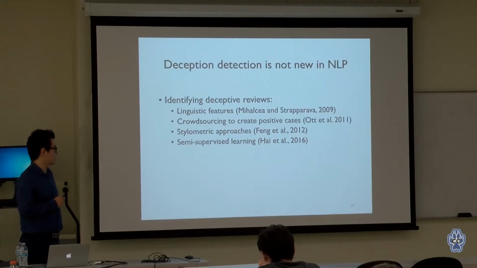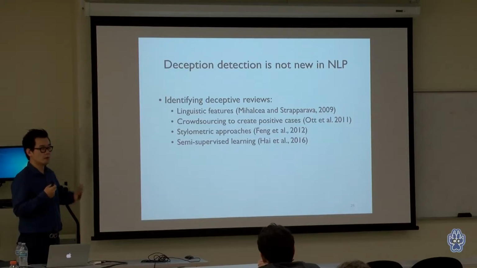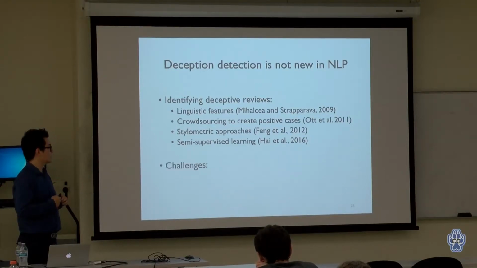There are also people recently looking at semi-supervised learning. I don't know how many of you know machine learning, but roughly there are 3 kinds of machine learning approaches. One is supervised learning, where you feed machines true examples and false examples. And there's also semi-supervised learning, where you have some unlabeled data. You don't know whether it's a positive or negative example, but you can use some seed data to label the unlabeled examples and use everything to build your classifier. Okay, but still there are challenges, right?